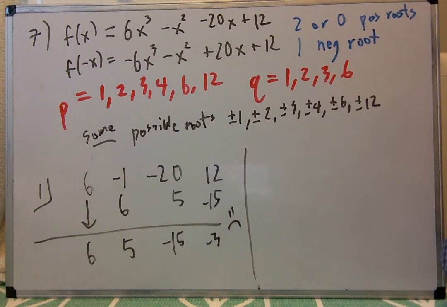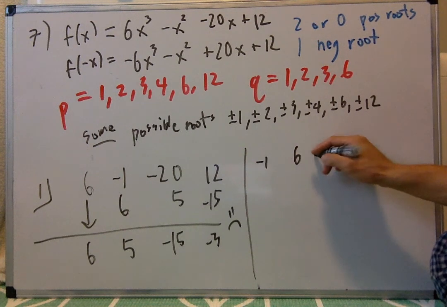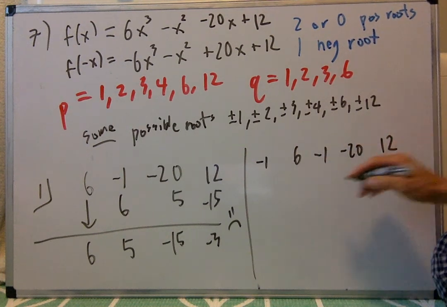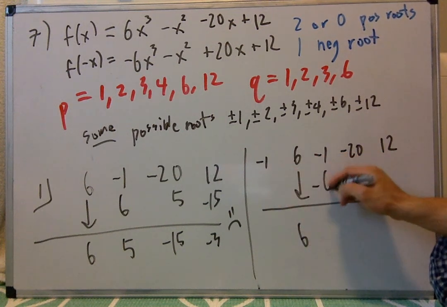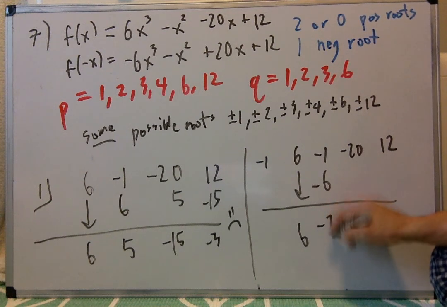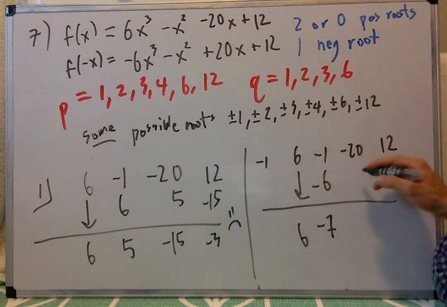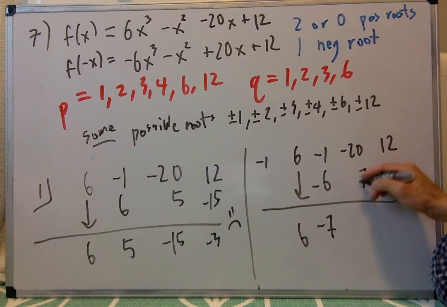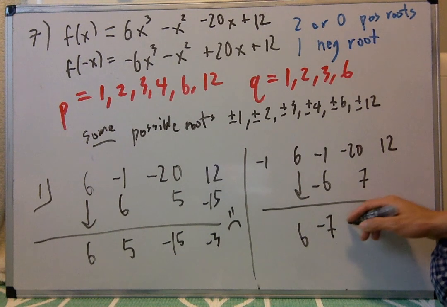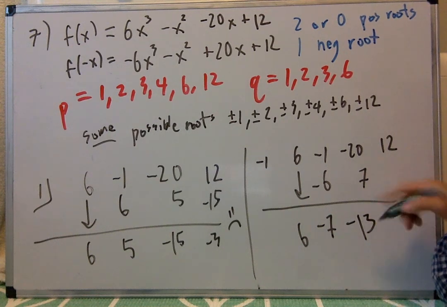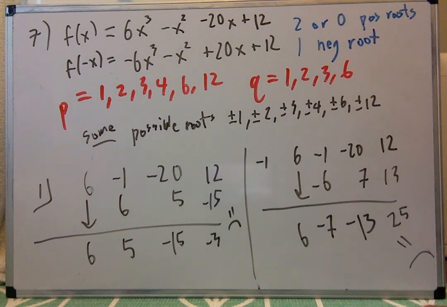All right. Let's try negative 1 this time. 6, negative 1, negative 20, 12, and the same thing. Bring the 6 down. That's negative 6. Negative 1 plus negative 6 is negative 7. Negative 1 times negative 7 is positive 7. Negative 20 plus 7 is negative 13. And then negative 13 times 1 is positive 13. So it gives us 25, which is, no, it doesn't work. Okay, so those two didn't work. Negative 1, positive 1 did not work.